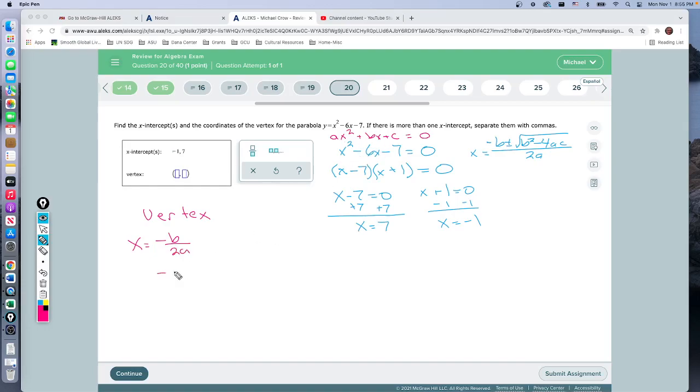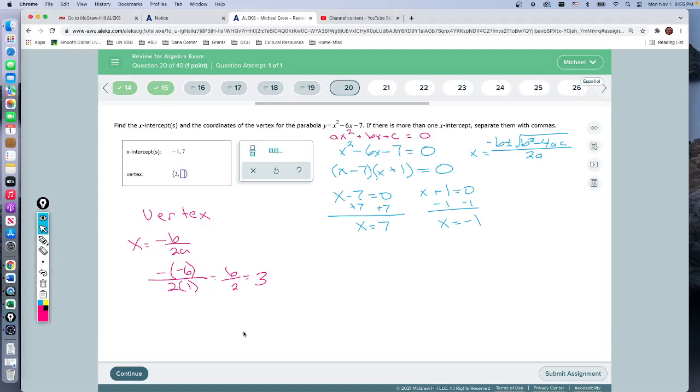So we've got minus negative 6 over 2, and in this case a is 1. There's no number in front of the x squared, so it must be 1. A negative times a negative is positive, so we get 6 on the top, 2 on the bottom, and 6 divided by 2 is 3. So our x coordinate is 3. Let's go ahead and put that in here.